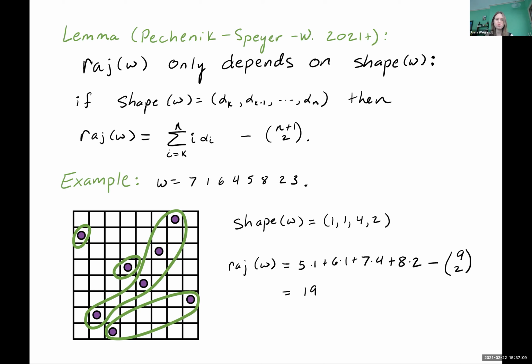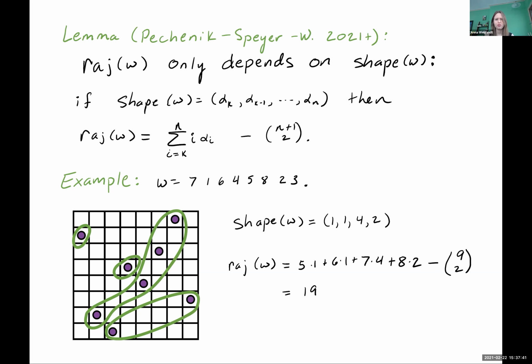There's a very explicit formula, where the thing to be a little careful about is how we index it if w is in S_n. But anyway, Raj only depends on the shape. As a sanity check to make sure that I can add correctly, we can compute Raj in this way, and we would get 19 again.